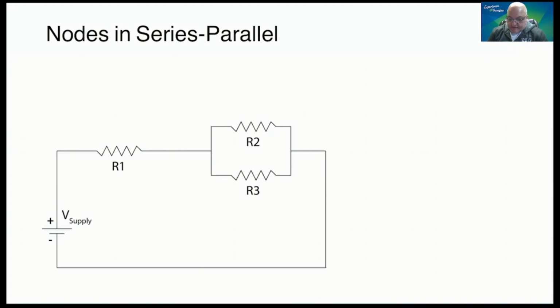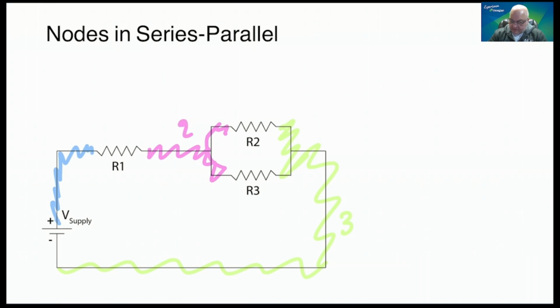Let's use the idea of nodes to identify the connection method of R1 to R2 to R3. So we're going to use the nodes. I'm going to highlight the first node here in blue, and then we have another one here that is magenta, and then I can identify another one here in almost a green color right there. So this is node number 3, this is node number 2, and this is node number 1.